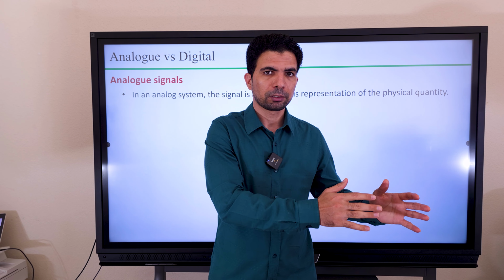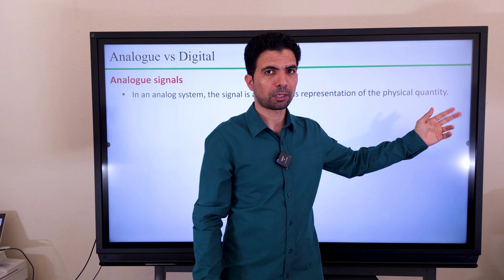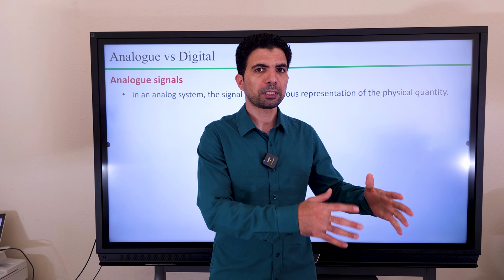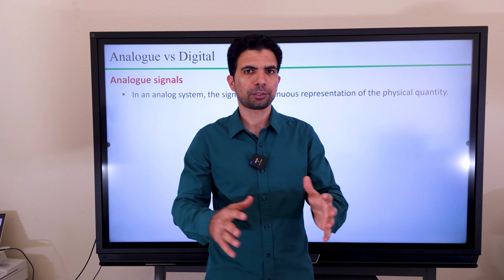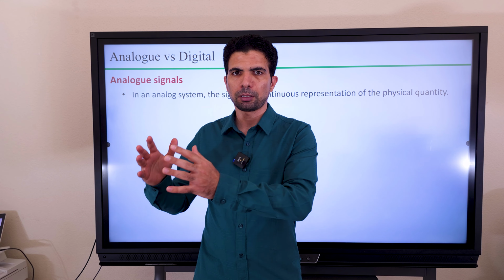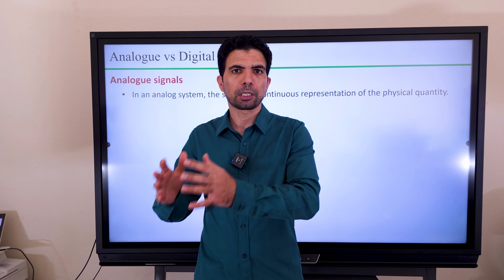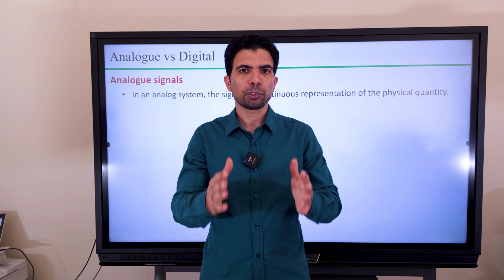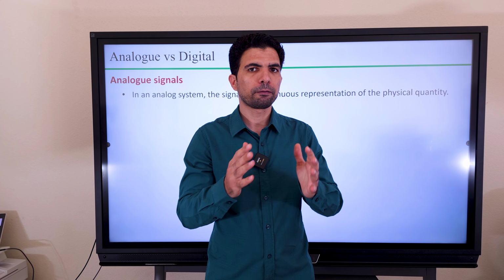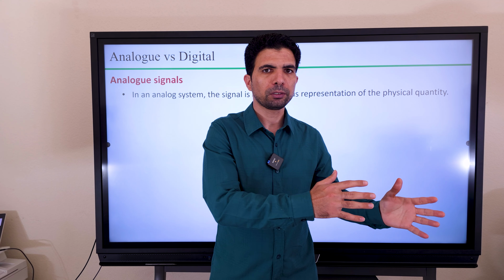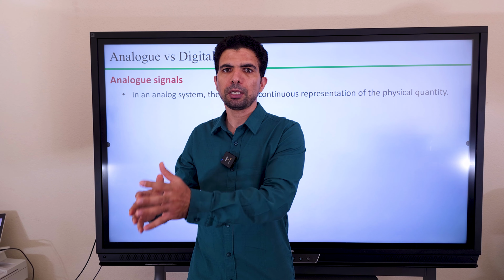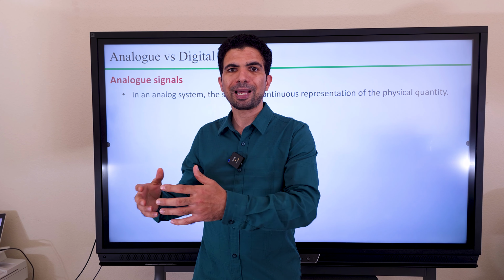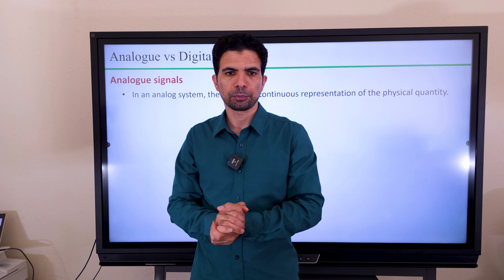On the other side, we have physical quantities like the pressure, the speed, light intensity, and so on. But those physical quantities are not electrical signals. That means that the digital systems cannot directly deal with the physical quantities. And we need something in between that translates or converts the physical quantity into an electrical signal. And after that, we can take the electrical signal as input to the digital systems.